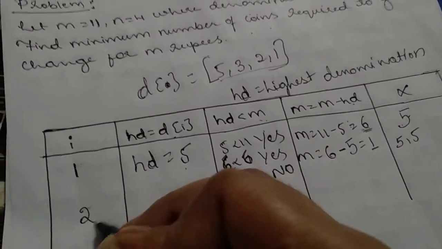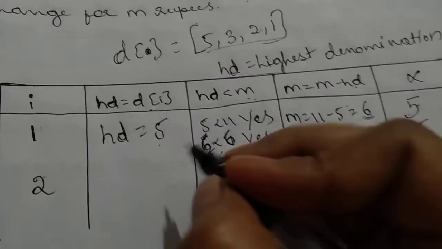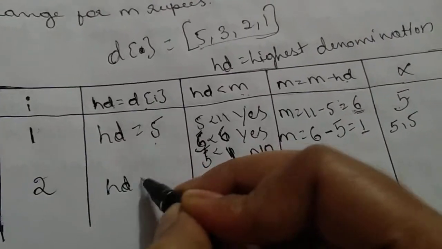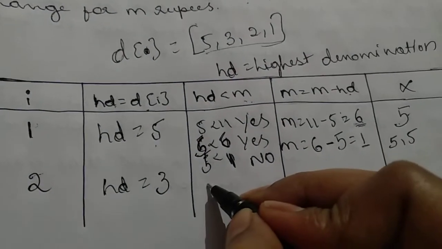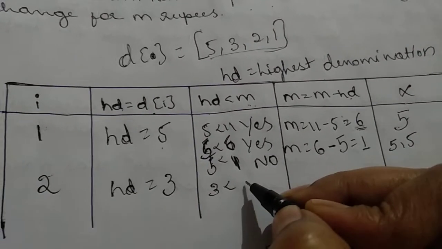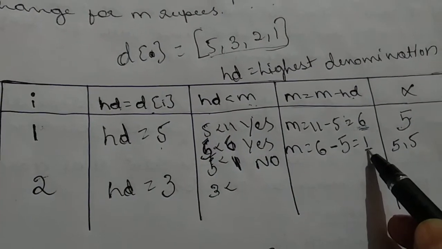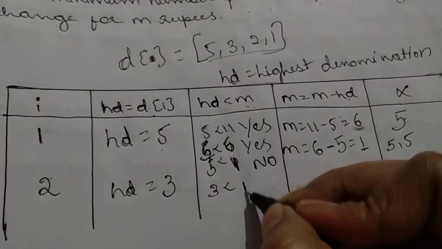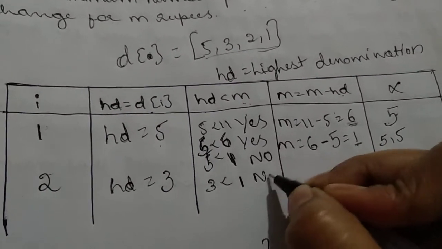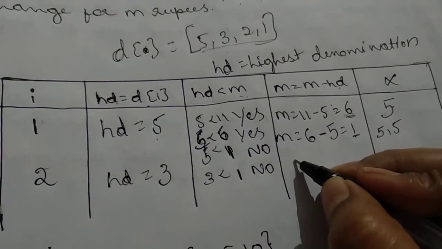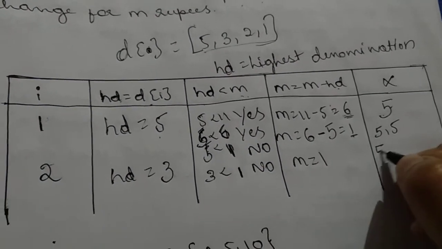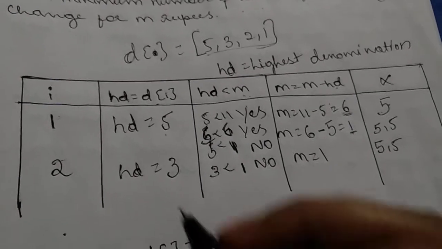Now the i value will be incremented by 2. What is HD? Highest denomination is equal to 3. Now you have to check, is 3 less than the value of m? It is 1. It will not change. Is 3 less than 1? No. The condition is false. So what do you have to do? I'll keep m equal to 1 as it is. Here no updation. I'll keep it as it is.